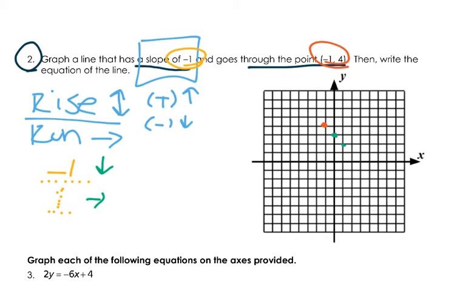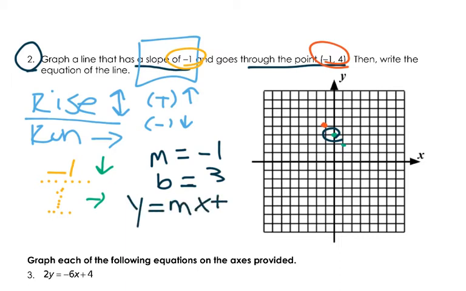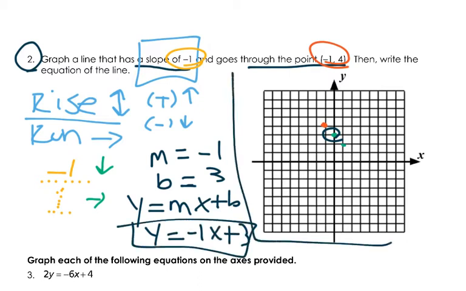And then from there, you'll be able to identify what is your m, which we already know is -1, and what is the b. In this case, the b we know is 3, right? That's where it crosses the y-axis. And then when you make your equation, mx plus b, it's y equals -1x plus 3. Okay? But don't forget to graph. That's really important. You need to be practicing your graphing. All right, so that's number 2.